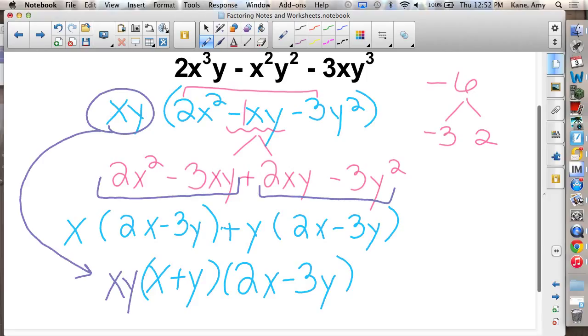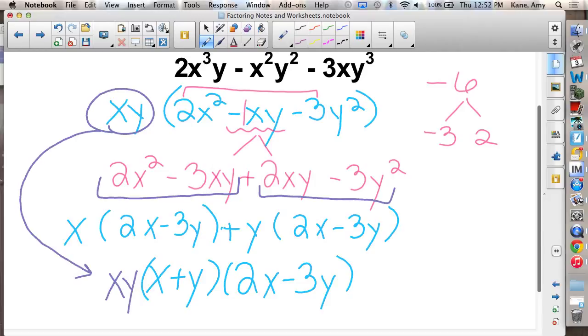Any questions with that? So when you see 2 variables, it doesn't just mean that you pull out a GCF and you're done with it. It could still apply to AC grouping if it's in that format of the ax squared plus bx plus c. Any questions with factoring?